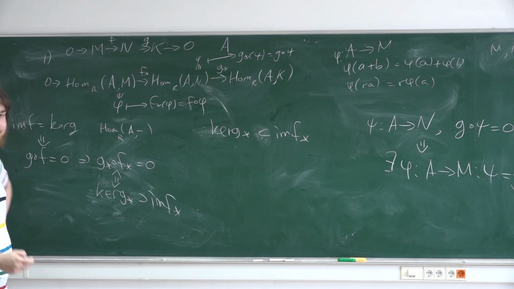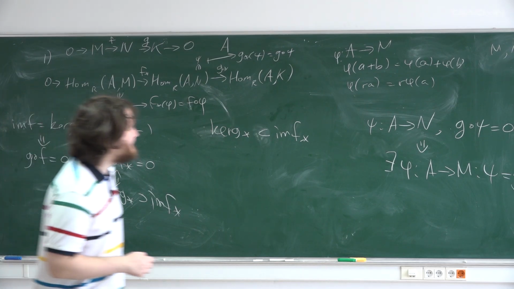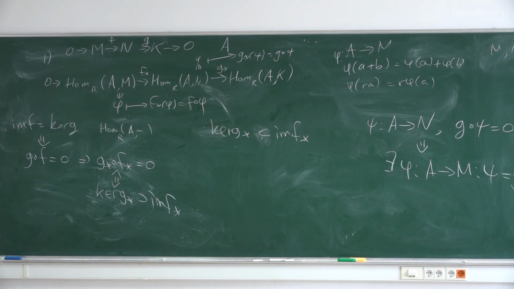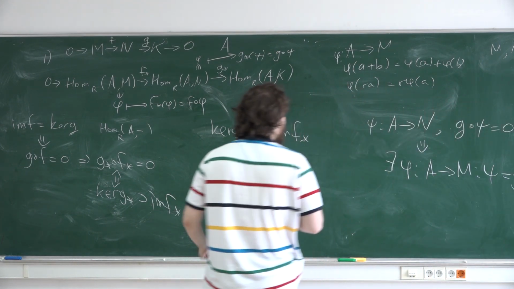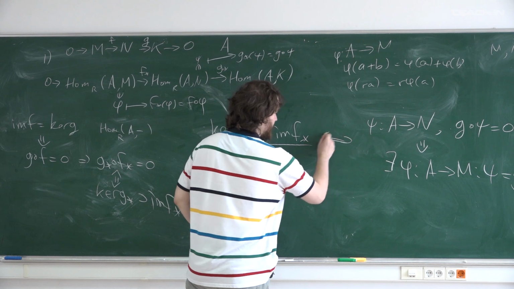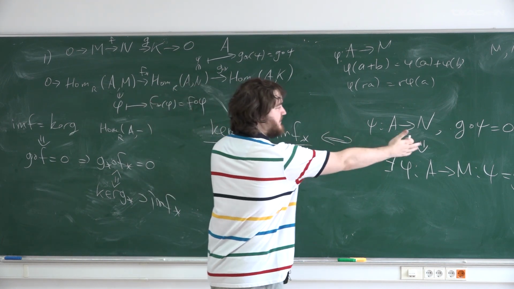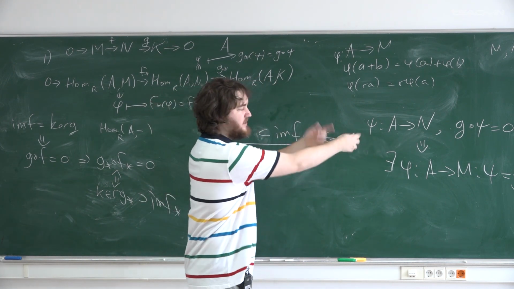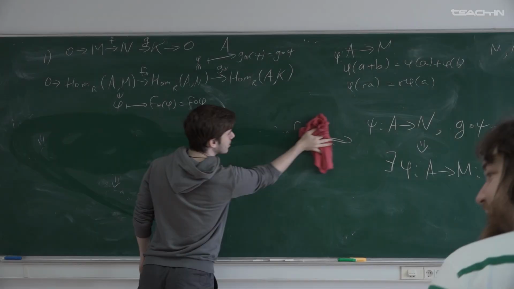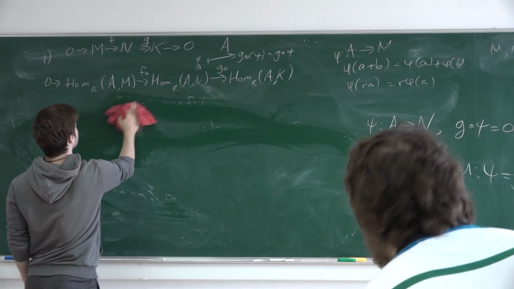We need to construct something like this. So we need to prove that the kernel of G star lies in the image of F star. It's the same, it's a reformulation, it's unwinding the definition of this thing.